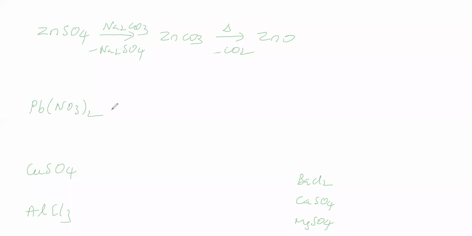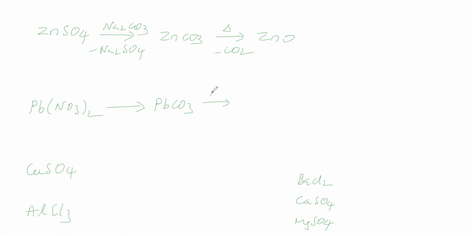Now lead nitrate. If the salt is lead nitrate, with sodium carbonate we will get lead carbonate. This is double displacement: lead takes the carbonate and becomes lead carbonate.